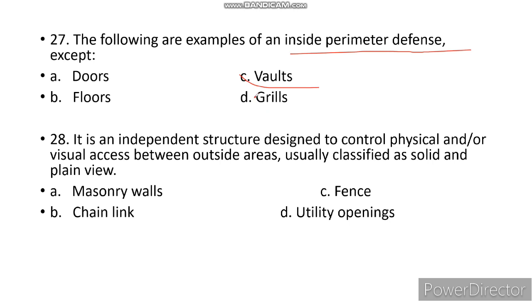So, 27C, that's bolt. See, that's in the third line of defense na. 28, it is an independent structure designed to control physical and or visual access between outside areas, usually classified as solid and plain view. Do we call this? This fence.